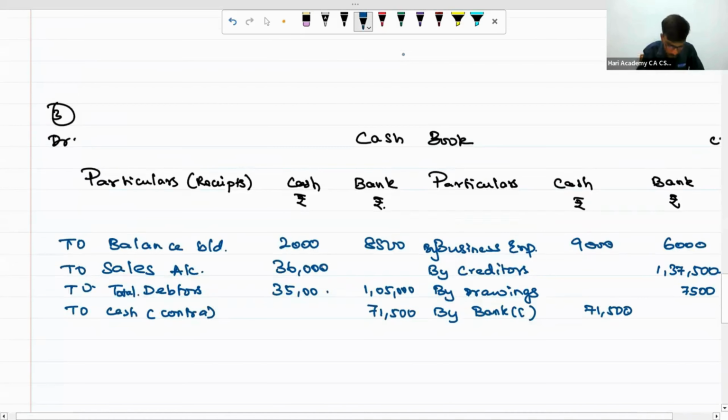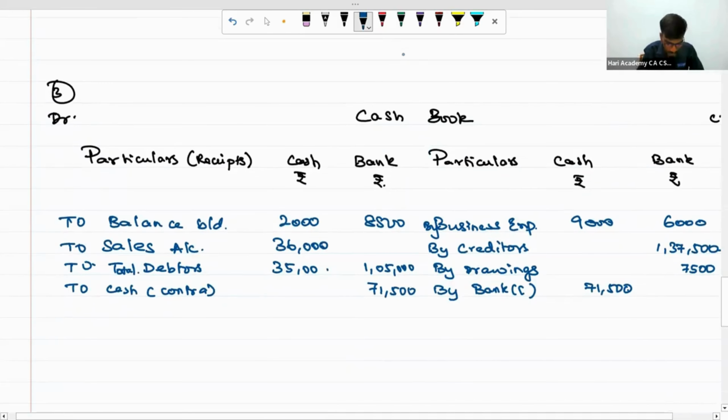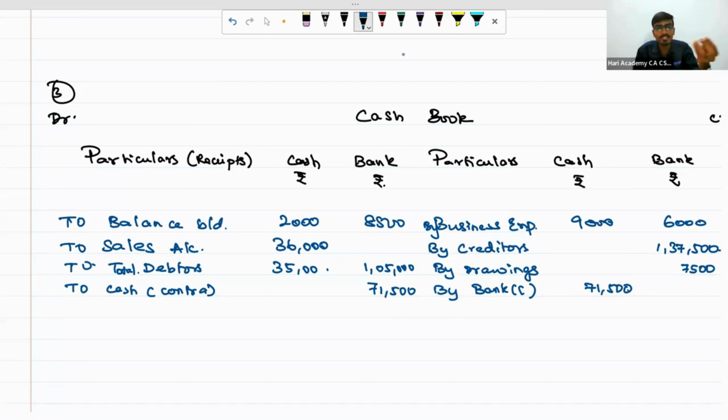Then drawings from the bank. What is the drawings from the bank value? 12,000, correct? That is cash withdrawn from the bank. What is the journal entry? Cash to bank. Here cash is on the debit side. I will write "to bank account contra." I will put my value on the cash, 12,000.